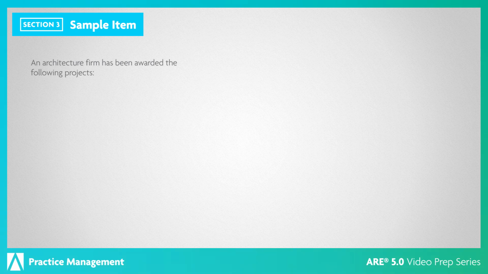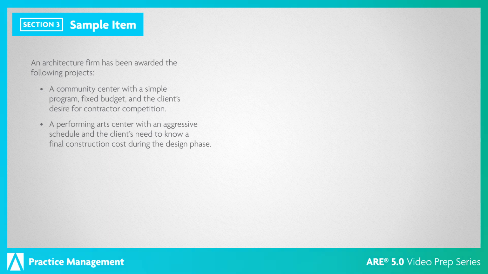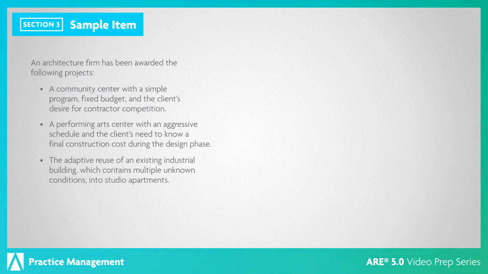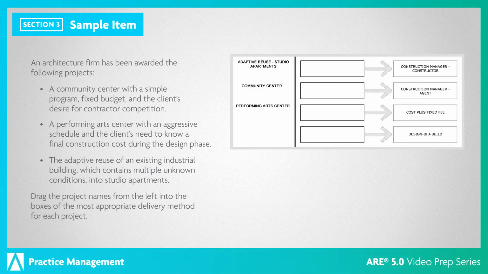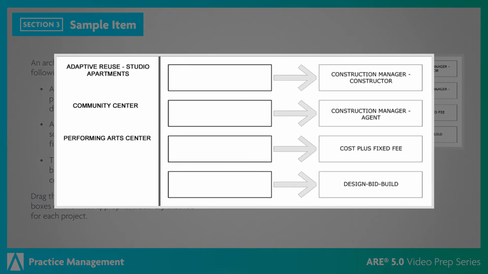An architecture firm has been awarded the following projects: a community center with a simple program, fixed budget, and the client's desire for contractor competition; a performing arts center with an aggressive schedule and the client's need to know a final construction cost during the design phase; the adaptive reuse of an existing industrial building, which contains multiple unknown conditions, into studio apartments. Drag the project names from the left into the boxes of the most appropriate delivery method for each project. Methods of project delivery and their characteristics are discussed in Professional Practice, a Guide to Turning Designs into Buildings, and the Architect's Handbook of Professional Practice.